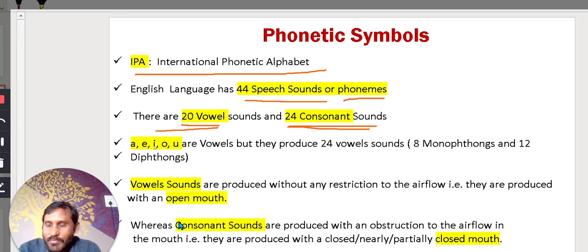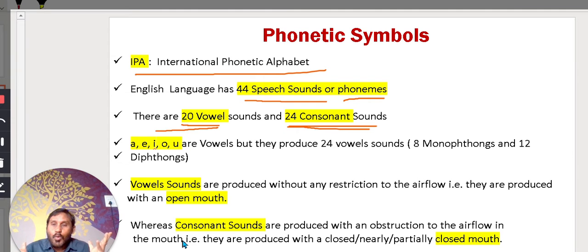So what is the basic difference between vowel sounds and consonant sounds? And we'll further go to today's topic: how vowel sounds are produced and how consonant sounds are produced. Let us see first. Vowel sounds are produced without any restriction to the airflow, with an open mouth. Generally, pulmonic air comes from the lungs. It escapes through the larynx. There are vocal cords. From there, depending on different speech organs in the mouth, vowels or consonants are produced.